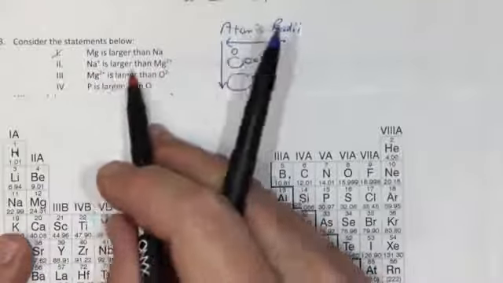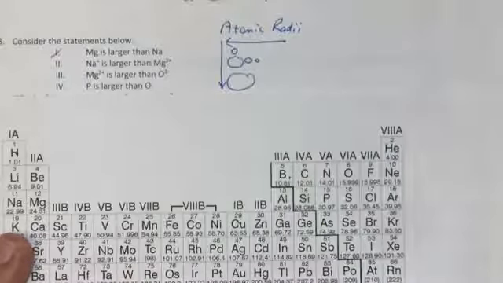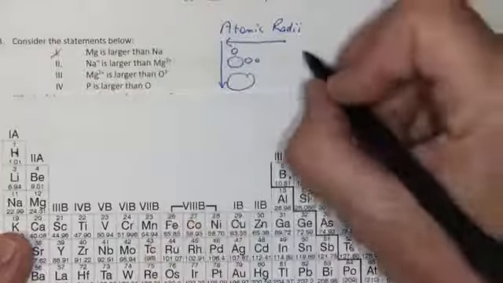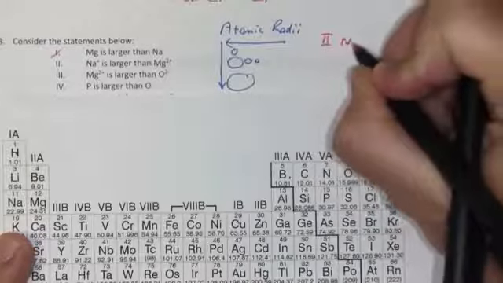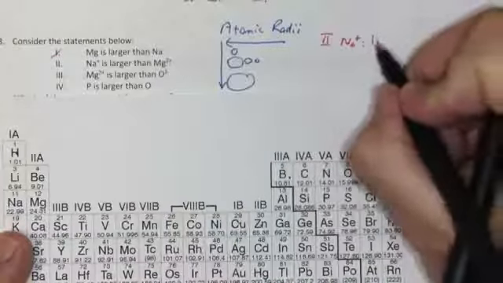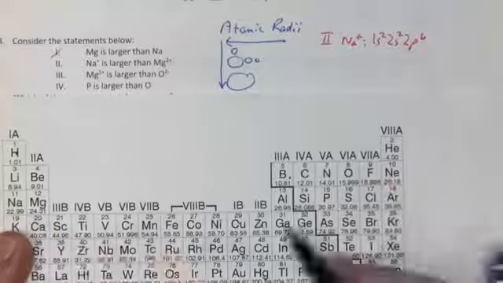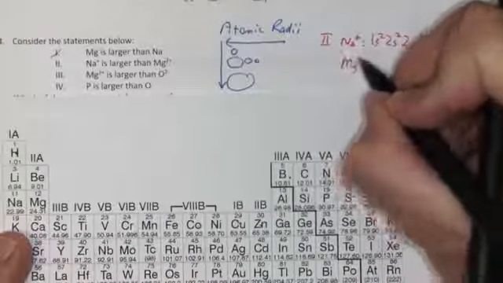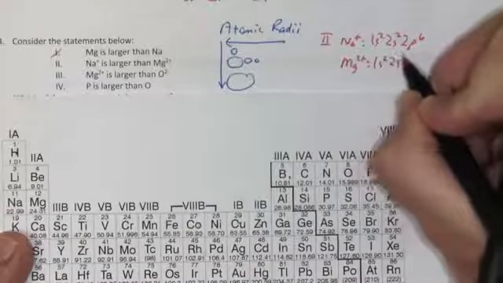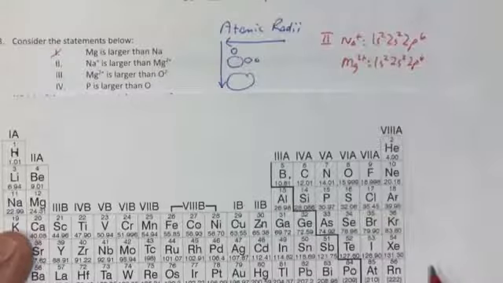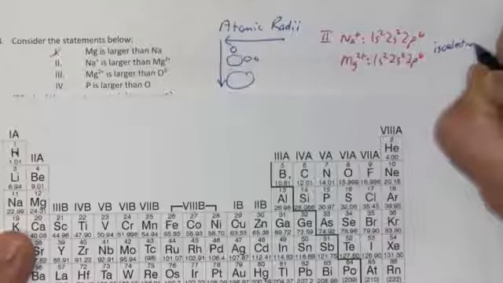Next, sodium plus 1 is larger than magnesium plus 2. What we need to do here is look at the electron configuration and the nuclear charge. As we look at Roman numeral 2, sodium plus 1 has the electron configuration of 1s2, 2s2, 2p6. It's the same electron configuration as neon. It's lost an electron. Magnesium 2+, when it loses 2 electrons, also has the electron configuration of neon, 1s2, 2s2, 2p6. They have the same electron configuration. What term do we use to describe that? We use the term isoelectronic.